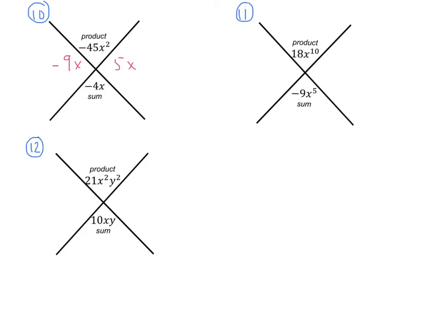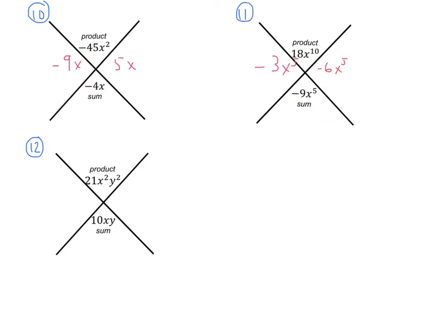Number 11. Do you have this one? It should be negative 3x to the fifth and negative 6x to the fifth, because negative 3x to the fifth times negative 6x to the fifth is 18x to the 10th, and if you add those two, you get negative 9x to the fifth.